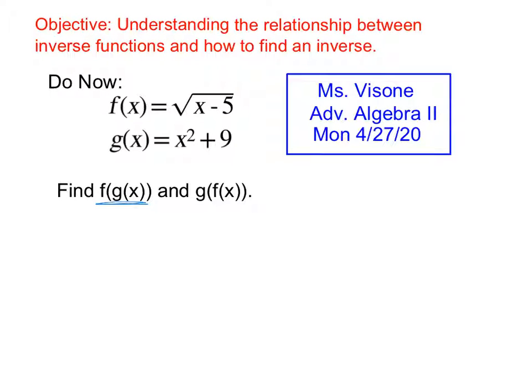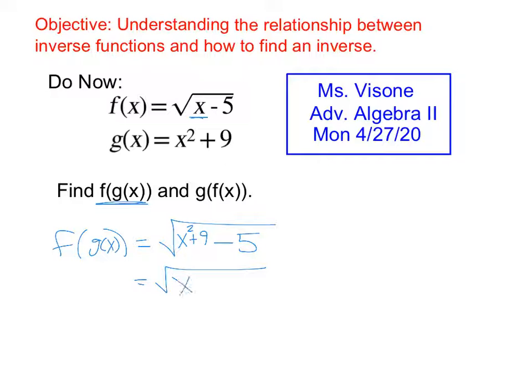For f of g of x, f is the square root, so I'm substituting g of x in for x. g of x is x squared plus 9. If I simplify that, I just get the square root of x squared plus 4. You cannot take the square root of that. You are done. And then for the second one, g is the outside function, so something squared plus 9.